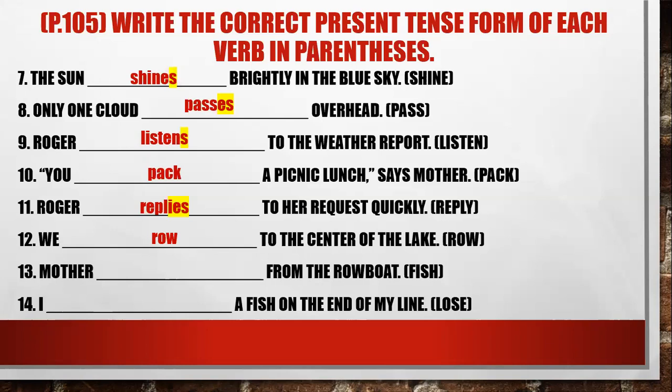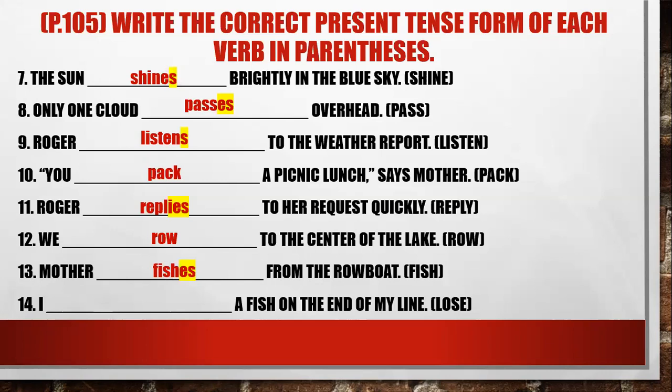Okay, so we look at the subject. The subject, we're talking about mother, which is one person. We know it's a singular subject, so we know that the verb is going to change according to the rules. You go over your rules and you identify the fish is a verb that ends with sh, which would fall under rule number 2. So we add es at the end of fish. So it would read, mother fishes from the rowboat.